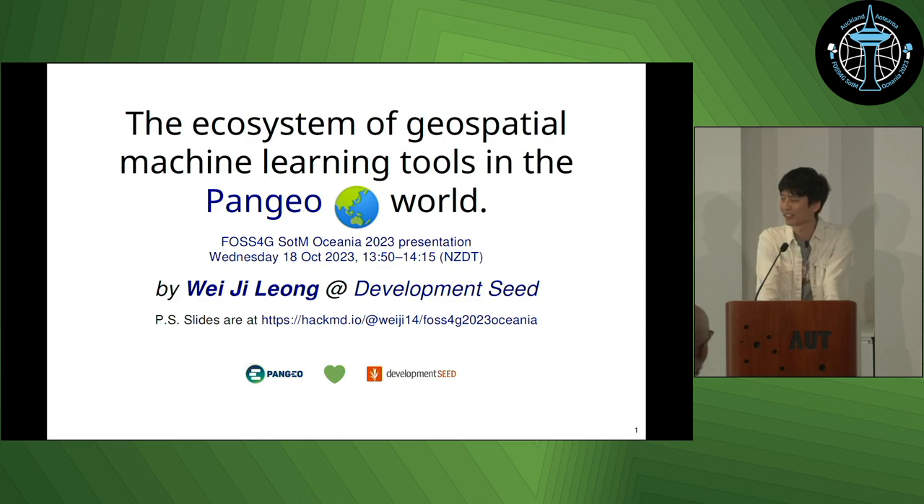My name is Wei Ji, and like I said, I work at DevSeed, which is a company that does a lot of open source work on cloud-native geospatial. In particular, my work revolves around building out the next generation tools for machine learning with geospatial data.